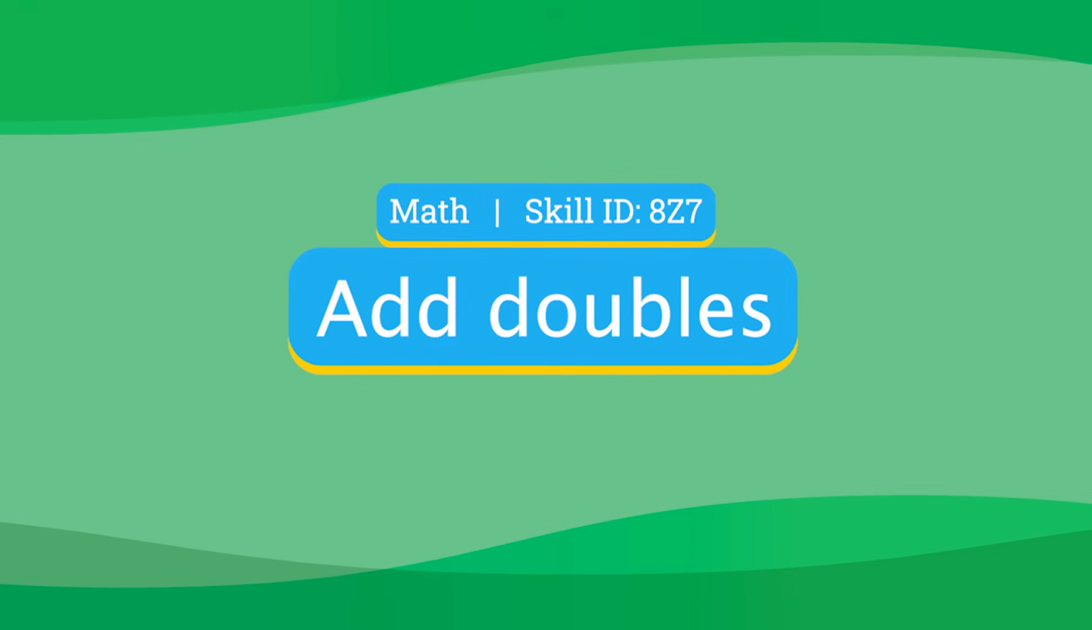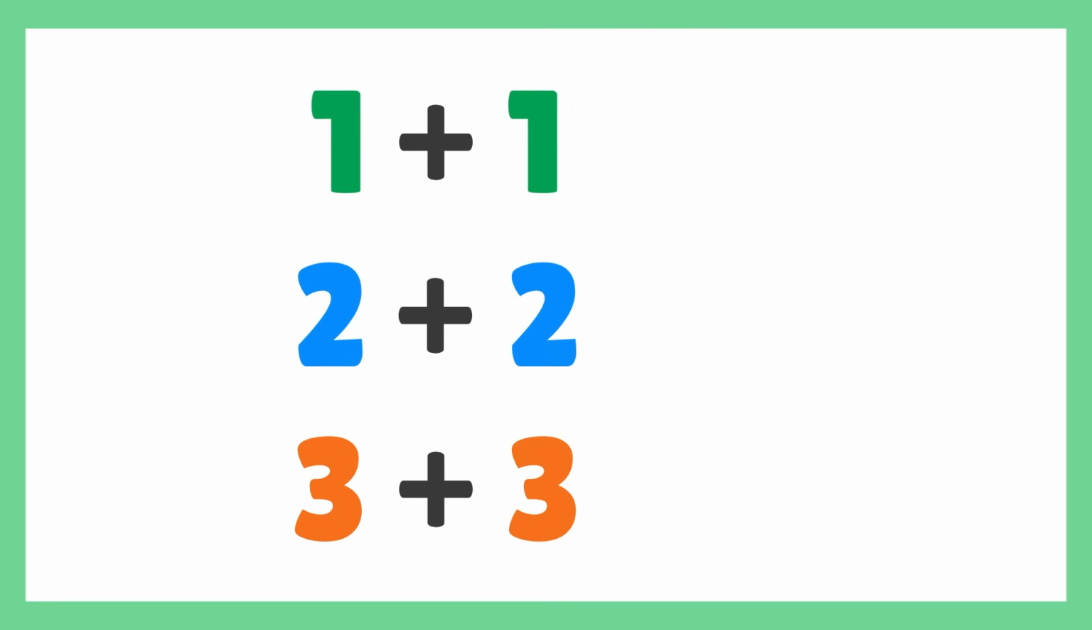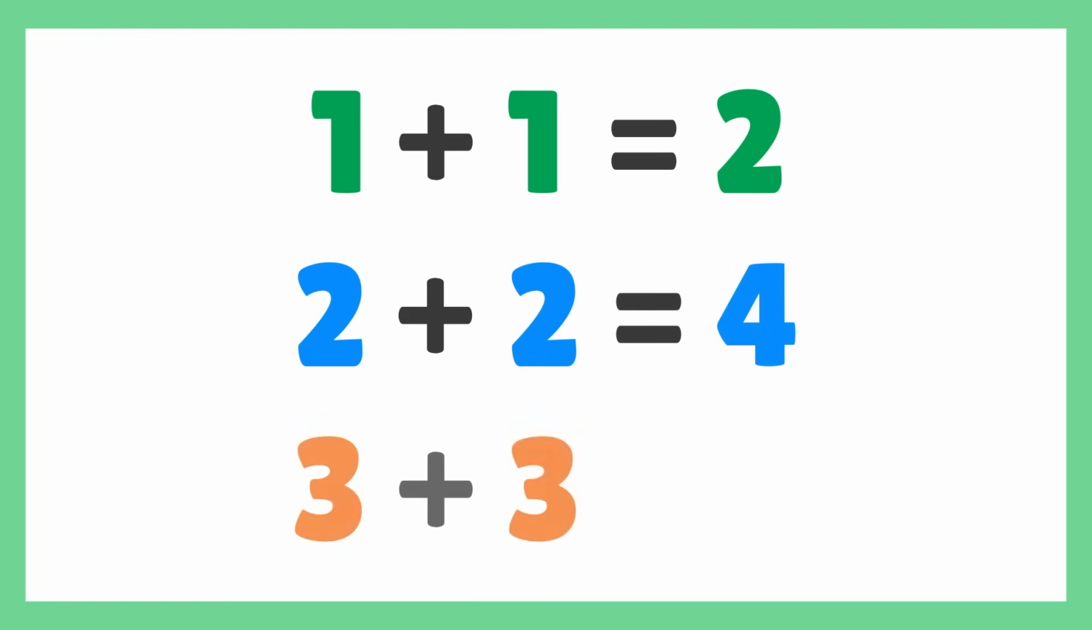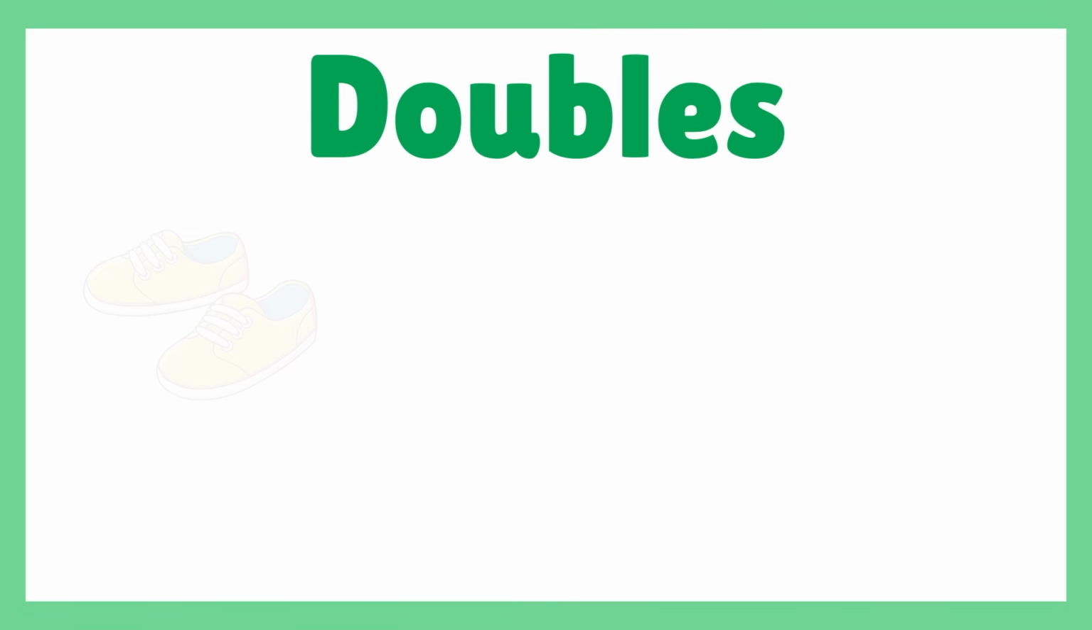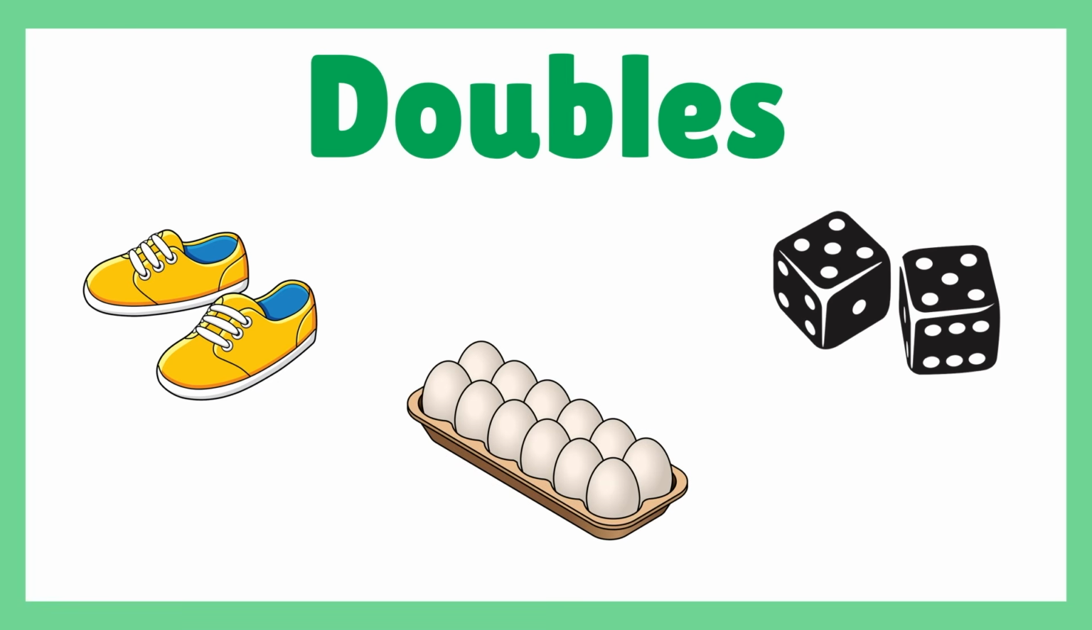Let's add doubles. When you add doubles, the two numbers you are adding are the same. For example, 1 plus 1 equals 2, 2 plus 2 equals 4, and 3 plus 3 equals 6. You might see doubles on a pair of matching shoes, in a carton of eggs, or on a pair of matching dice. Let's say we have 5 crabs.